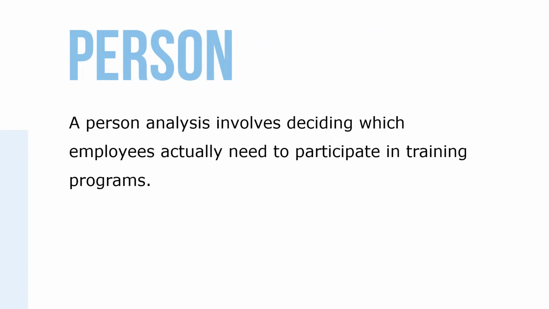A person analysis involves deciding which employees actually need to participate in training programs. The information needed to make this decision can come from a variety of sources, including observation, performance appraisals, supervisor recommendations, and employee skill inventories. Individual production records and skills tests also help determine which employees need training.